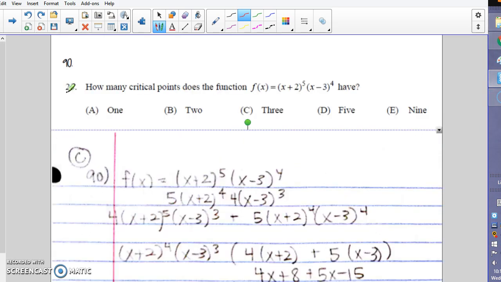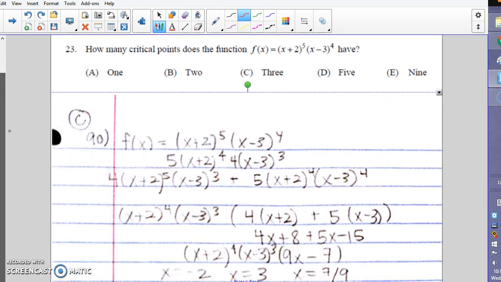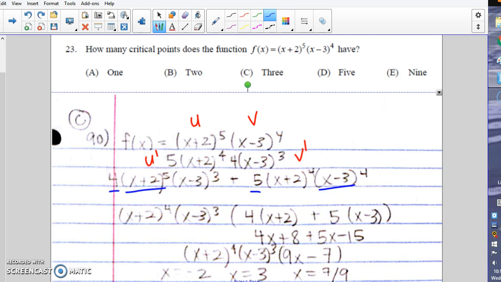How many critical points? So this one I did do the product rule. So this is the original. This is my u. This is my v. U prime, v prime. What I noticed is you have kind of the repetition with all of these little binomials. So I factored out x plus 2 to the 4th, x minus 3 cubed. It left me with 4, x plus 2, and then 5, x minus 3. Distributed out the 5 and the 4, combined like terms, and I got it down into 9x minus 7.